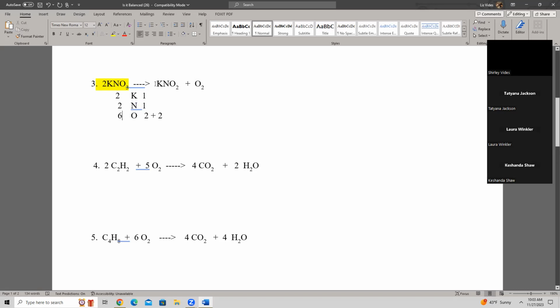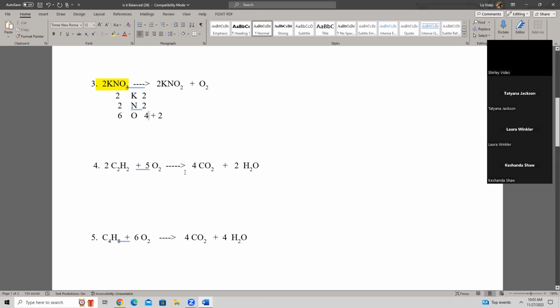Yeah, and that's where it gets difficult. So now you put a 2 in front of that one, right? Because you can see that you need two potassiums, so you put a 2 there. The nitrogen became a 2. That oxygen became a 4, right? And now look, do you see? Magic, balanced.